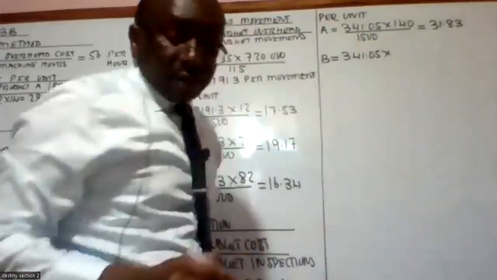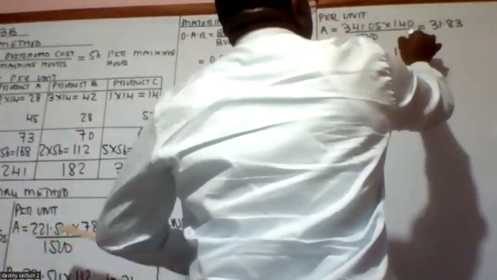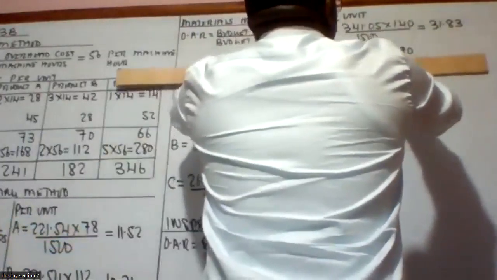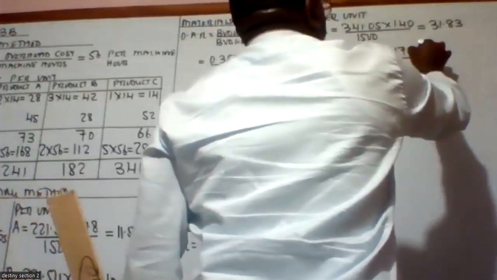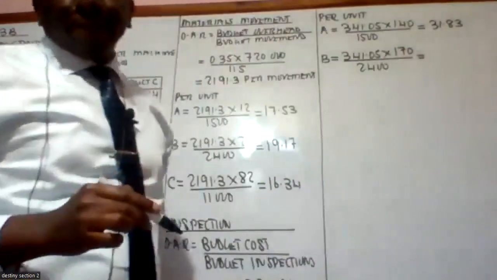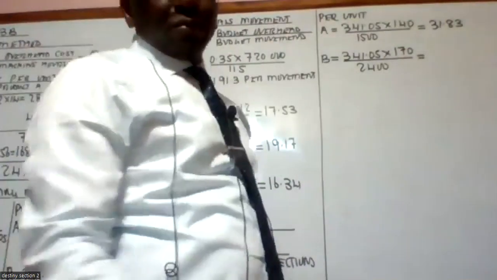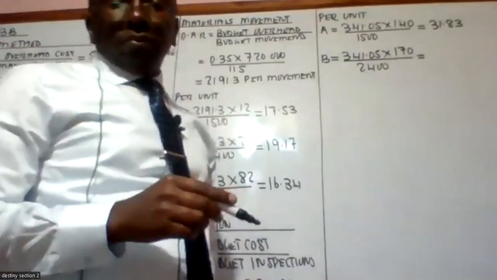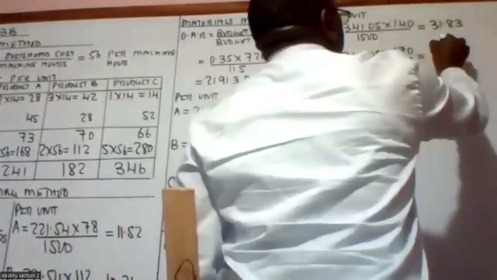For B, $341.05 times 170. You divide by 2,400. That is $24.16.